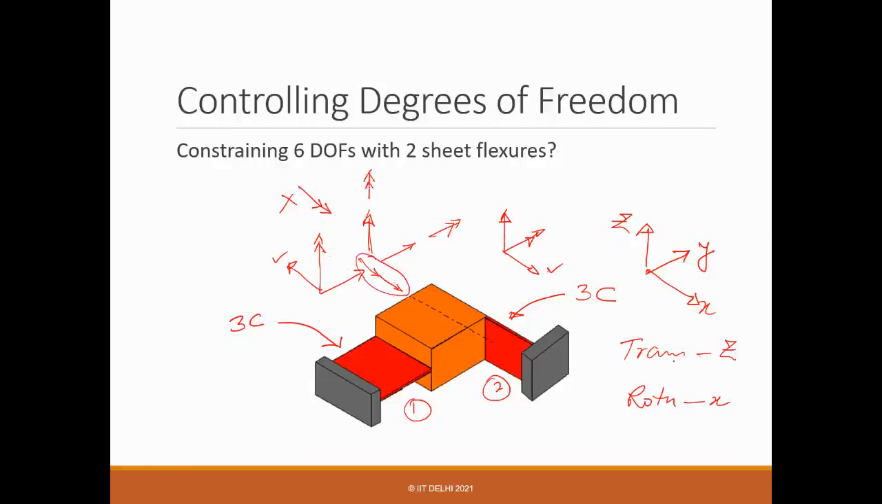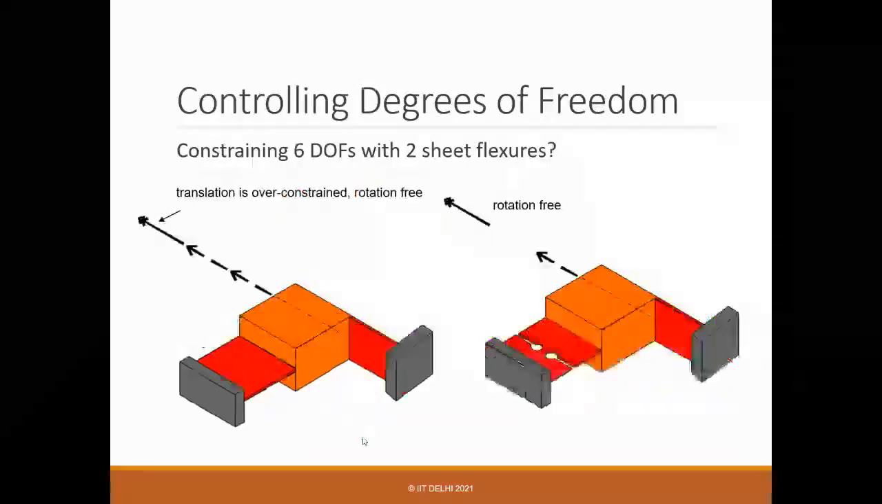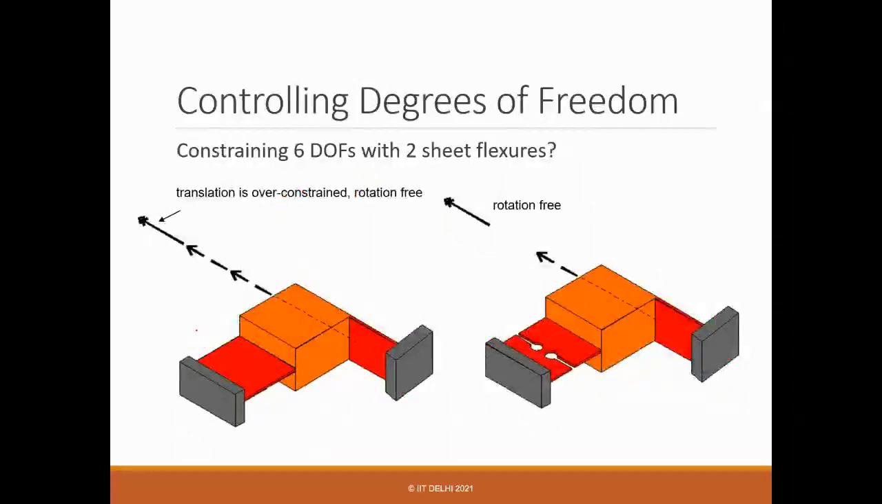So translation Z may not be true, right? Why? Because if you want to translate along that direction, sheet flexure 2 will constrain that motion. Okay. So rotation X, I think, is correct. So what we can say now is that this translation is constrained twice, and rotation is free along this direction, right?